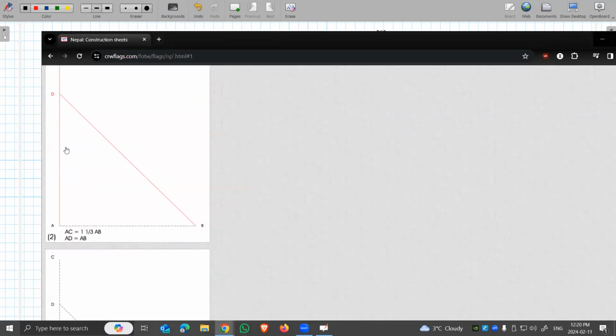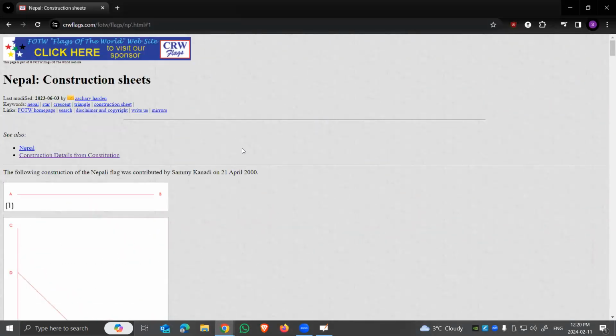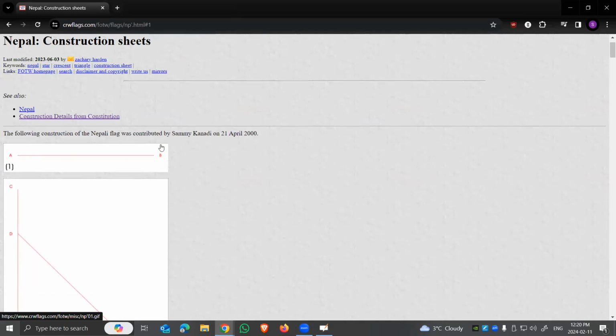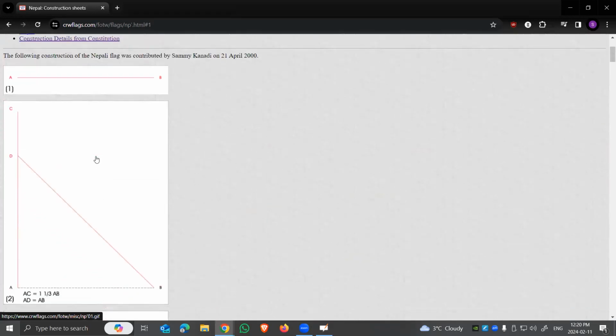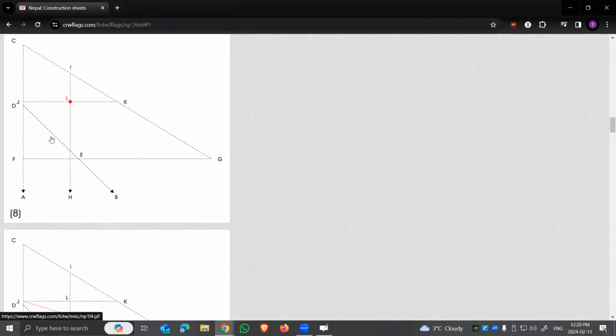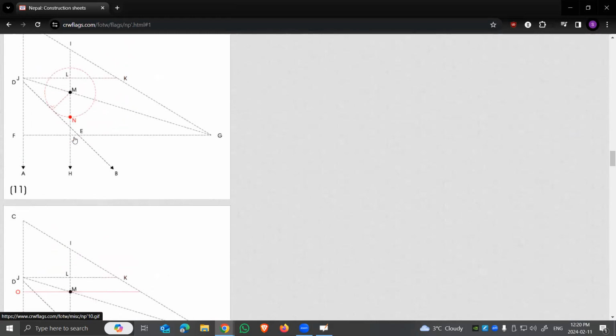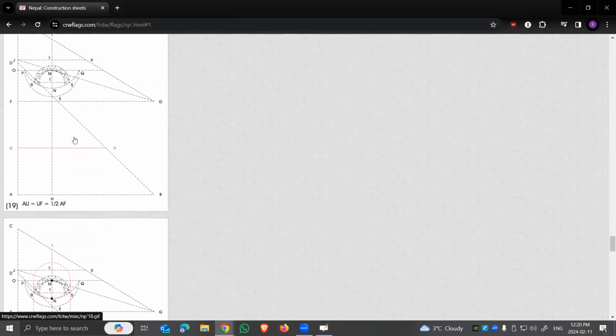So you see, you start with something like this, right? Let's just go through this. How many pictures are there? So step one, you draw this line. It has to be perfectly horizontal. The scale depends, but it will fix itself. Then you draw another line that's 1/3 of the original line, and then you just follow this. Then some circles come into play, and a lot of geometry comes into play to draw this flag. It's actually pretty impressive when you think about it.